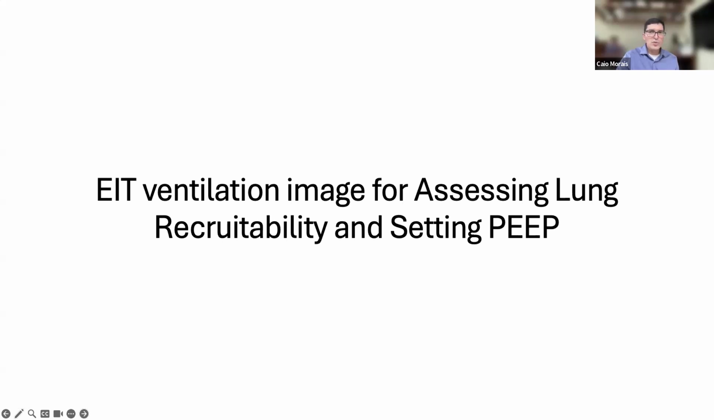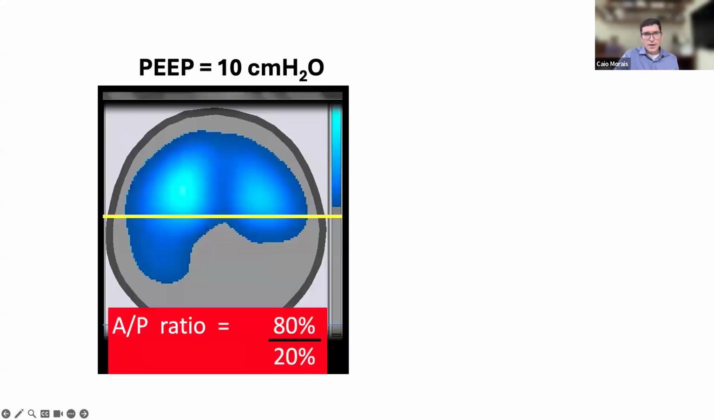Now let's look at the ventilatory settings. How can we use the ventilation image for assessing lung recruitability and PEEP settings? Well, using EIT, this is the simplest way to assess the effect of increasing PEEP. In this image, we have a patient with 10 centimeters of water, and look at the heterogeneity in ventilation distribution.